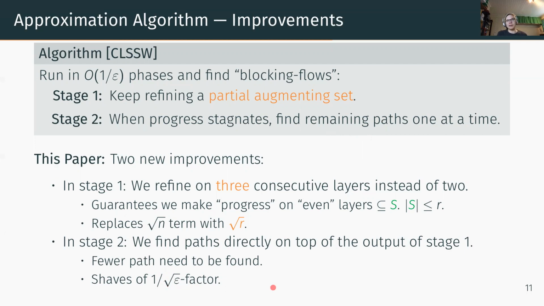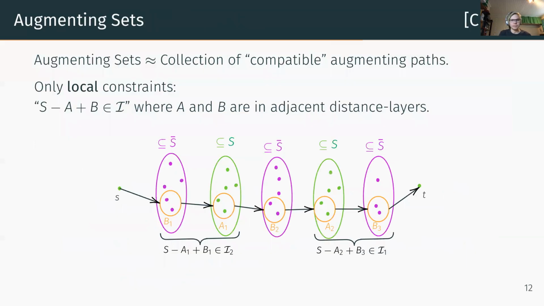So now I'll move a bit more into detail on how this algorithm works, what a partial augmenting set and these refining procedures mean. So let me start by explaining what an augmenting set is. An augmenting set is essentially a collection of compatible augmenting paths. So the exchange graph will look like this. It's split up in several layers, alternating between being in S bar or in S, where S is the current common independent set we have.